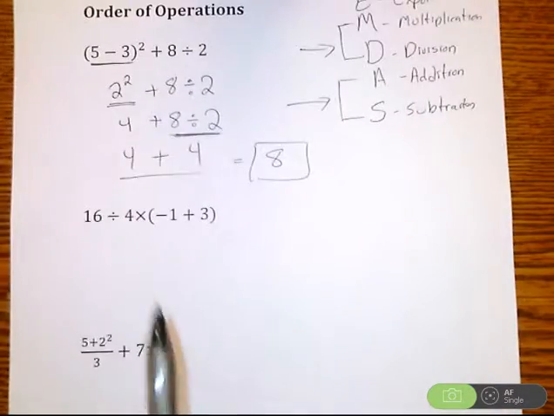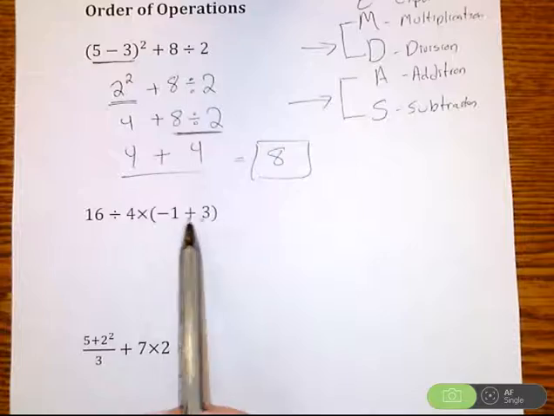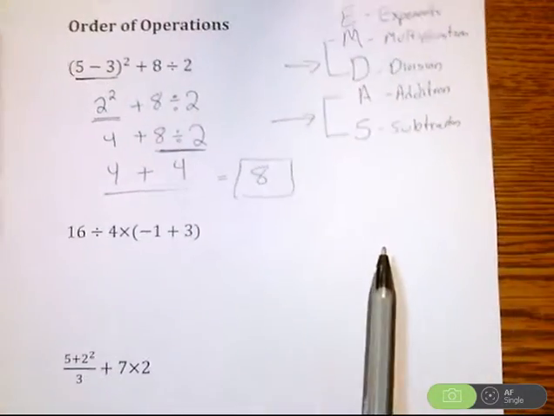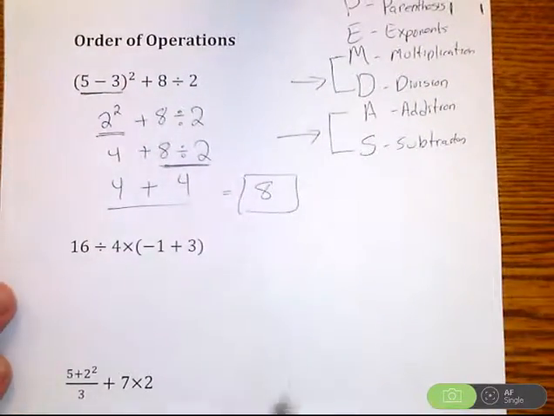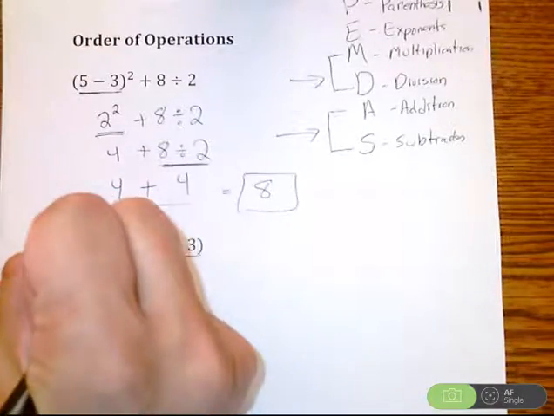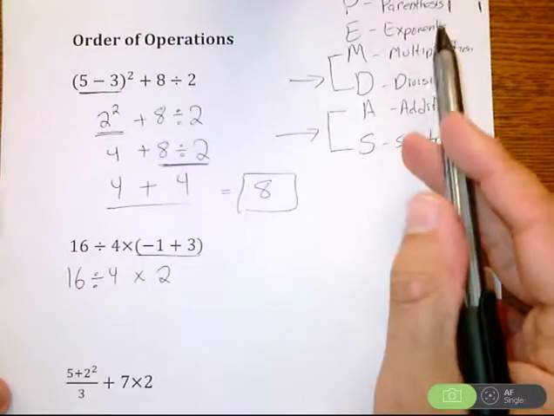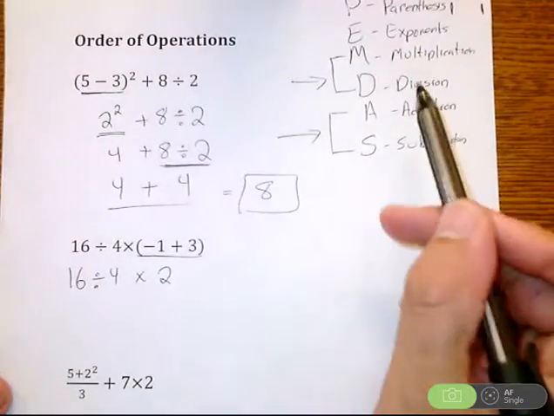So let's do another example. 16 divided by 4 times, parentheses, negative 1 plus 3, parentheses. Starting with the top, PEMDAS, parentheses. Negative 1 plus 3 is 2. I'm going to rewrite everything else because I haven't touched it. 16, division, 4, multiplication. Next would be exponents. There are none here, so we're good to go.